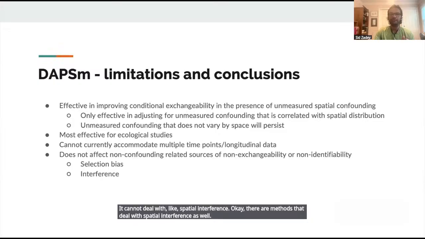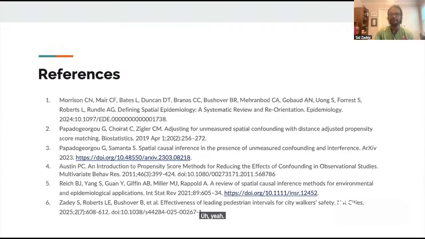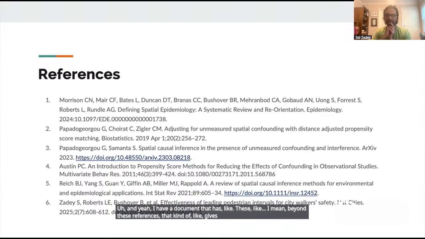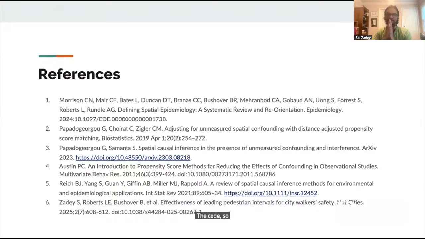Yeah, that's it. And I have a document that, beyond these references, gives a good reading list and tutorials, the code. So if anyone's interested, I'm happy to share those.